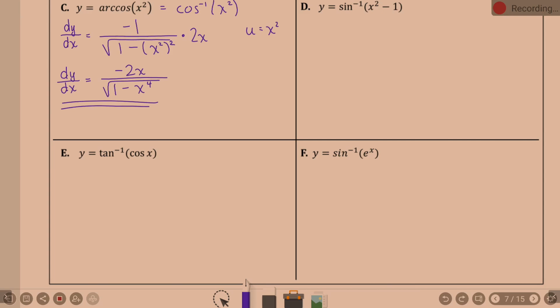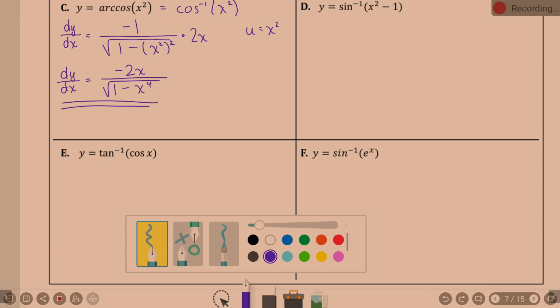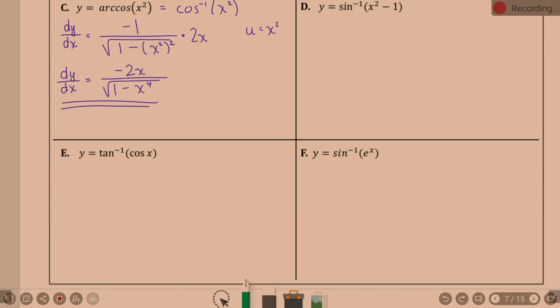Okay, let's try D then. Y equals sine inverse of x squared minus 1. So, dy dx. Are you working on memorizing these rules? Rule for sine inverse. I guess I think of it as the rule is just 1 over something, and then the chain rule ends up going on later on top. I guess that's why my brain does it that way.